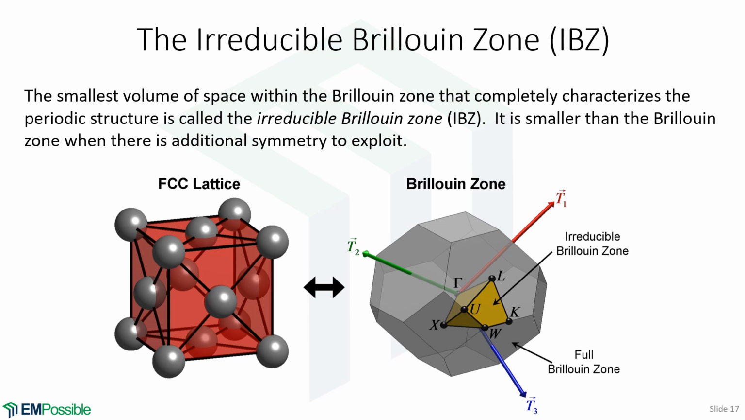So the irreducible Brillouin zone is that minimal volume within the Brillouin zone that still completely characterizes the lattice. So it's exploiting additional symmetry to get there. Now, if your lattice can't be folded left, right, up, down, or other things, then your irreducible Brillouin zone is the full Brillouin zone. But if there is this additional symmetry, we can whittle down the Brillouin zone to this minimum amount of space. And that's what's called your irreducible Brillouin zone.